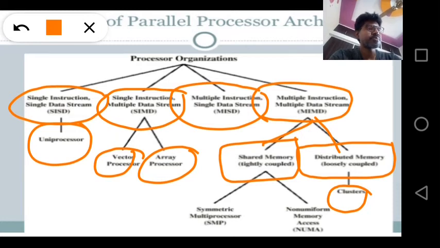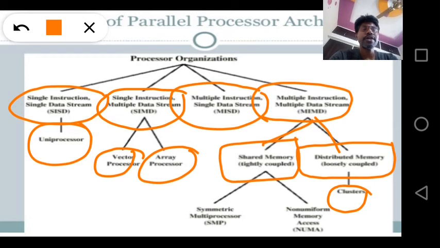It's very important: tightly coupled and loosely coupled. Tightly coupled means all the processors share one common main memory. And distributed memory means loosely coupled. That means each processor has its own local memory, and all these memories are of course interconnected. This is called loosely coupled. So again, within tightly coupled, we have two types.